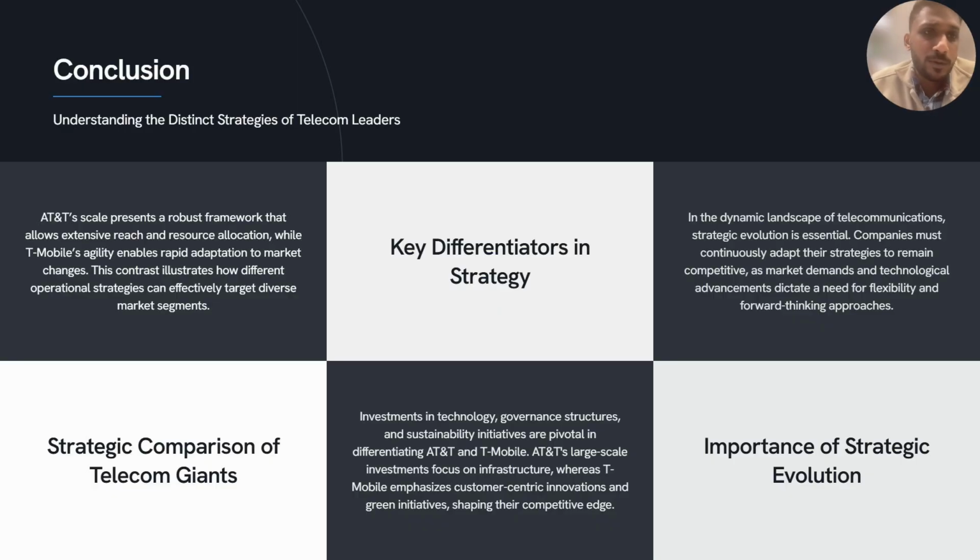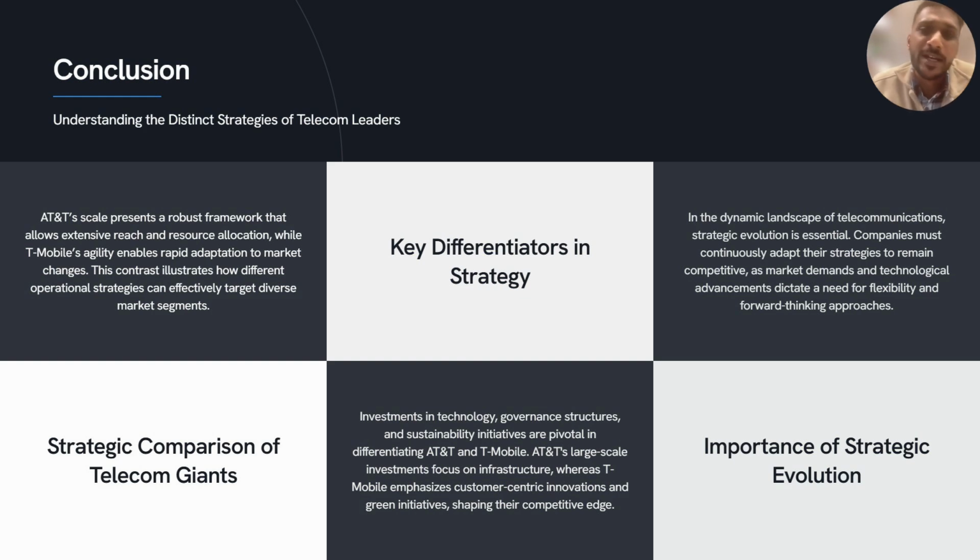Finally, we conclude by understanding the distinct strategies of these telecom leaders. Strategic comparison of telecom giants. AT&T's scale presents a robust framework that allows extensive reach and resource allocation, while T-Mobile's agility enables rapid adaptation to market changes. This contrast illustrates how different operational strategies can effectively target diverse market segments.